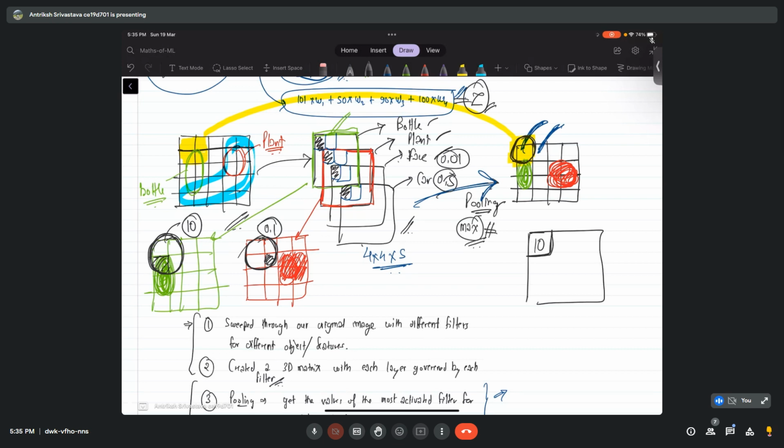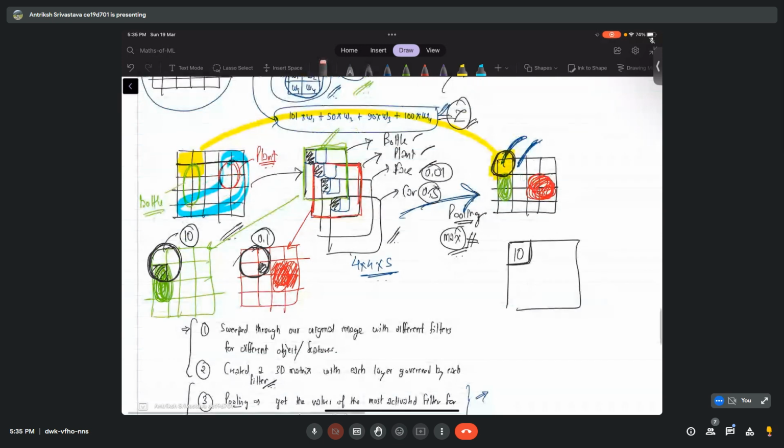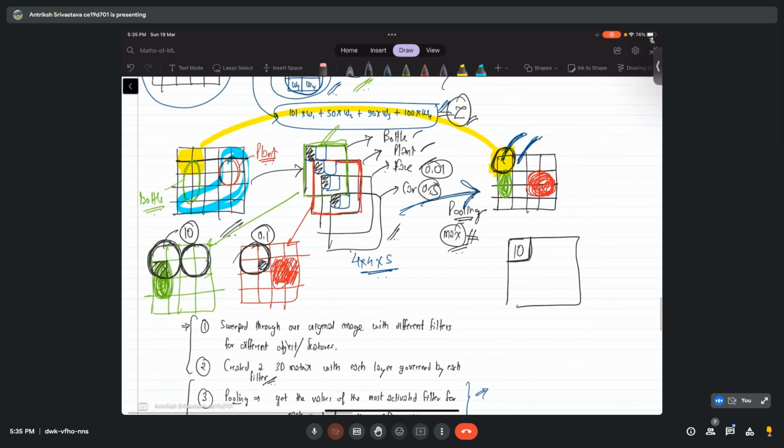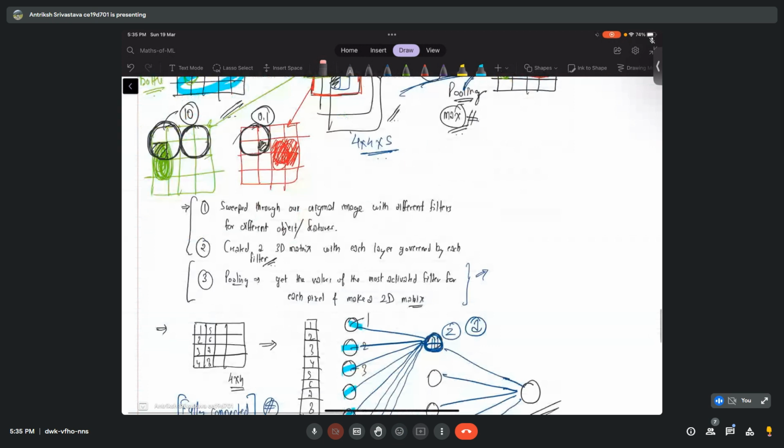You can have a stride of 1, so now I want the maximum of these 4, or you can have a stride of 2 also, that after this I want directly these 4. I don't want this overlap, I want directly these 4. So that also can be used. That is why it is said that this pooling will have some hyperparameters.